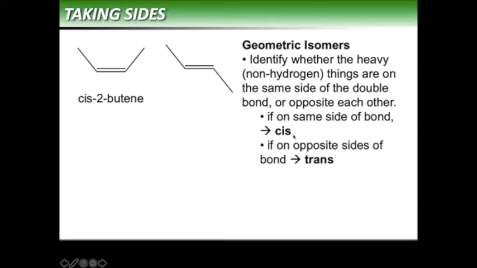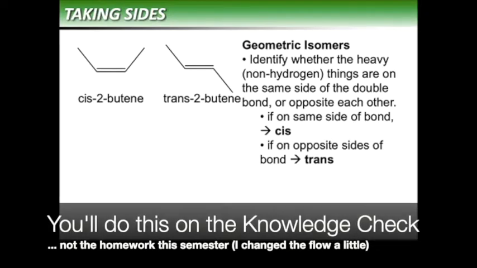On the other hand, if they're pointing to opposite sides of the bond, we call that a trans double bond. And so the opposite sides, in this case, heavy thing pointing up, light thing pointing down on the left, heavy thing pointing down, light thing pointing up on the right. So this would be trans-2-butene. And notice that the cis or trans designation, which you'll be asked to put on a few molecules during your homework, goes at the very, very beginning of the compound's name.